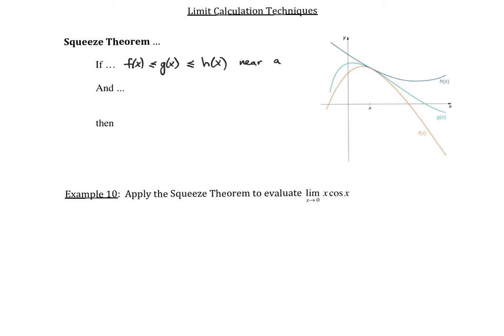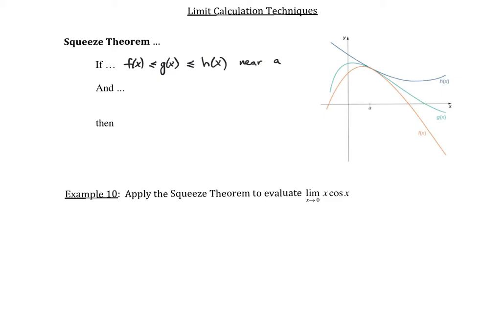So if you look at our picture on the right over here, this green curve represents the g of x function that we care about. H of x is sort of an upper bound, that's the upper bound over here, and f of x is the lower bound over here. So you can see that when we're near the point a, g is sort of trapped or squeezed between f and h.